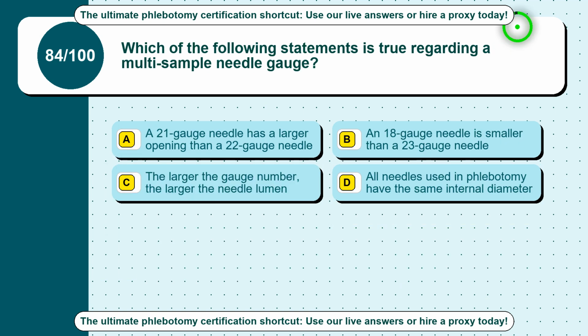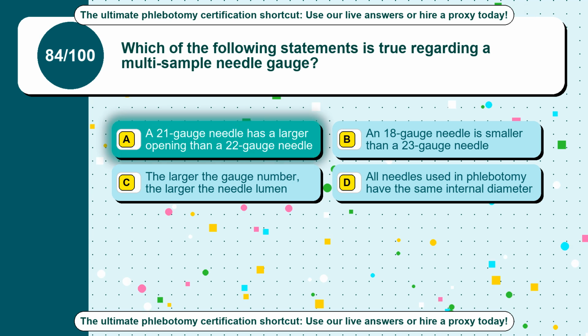Question 84. Which of the following statements is true regarding a multisample needle gauge? Option A, 21 gauge needle has a larger opening than a 22 gauge needle. Option B, an 18 gauge needle is smaller than a 23 gauge needle. Option C, the larger the gauge number, the larger the needle lumen. Option D, all needles used in phlebotomy have the same internal diameter.